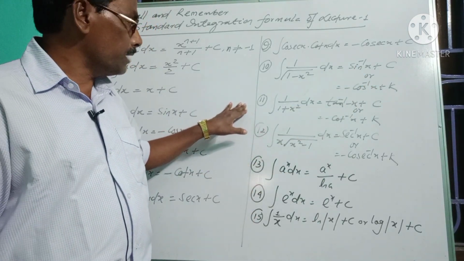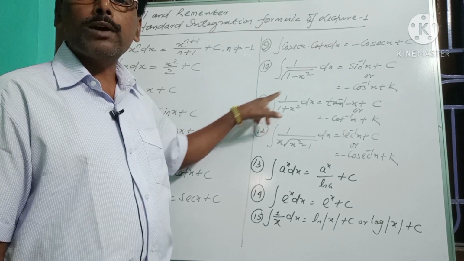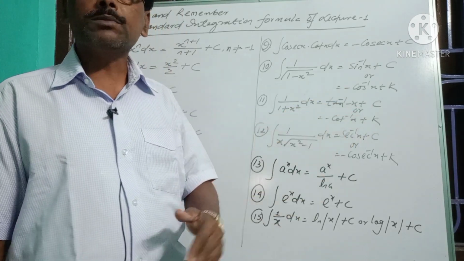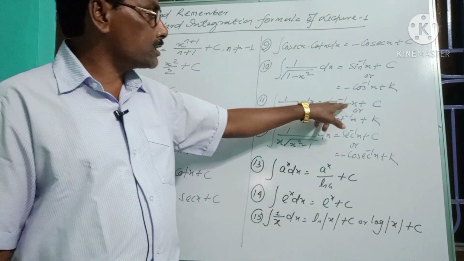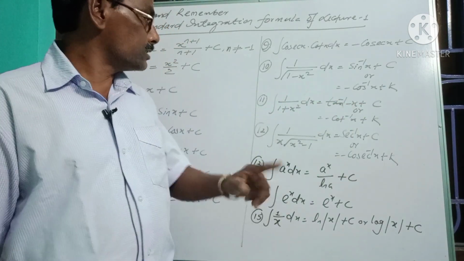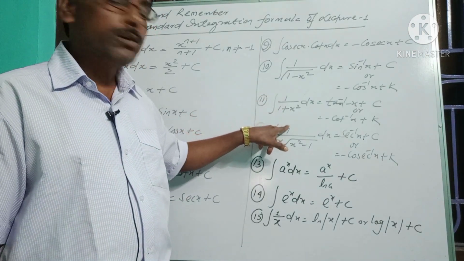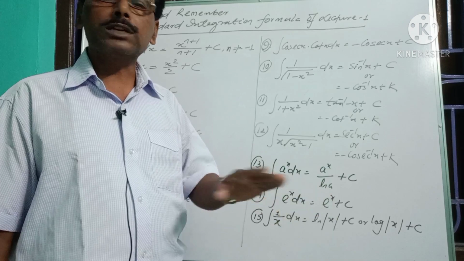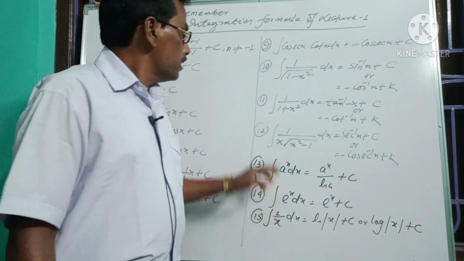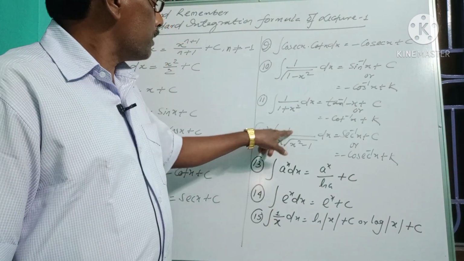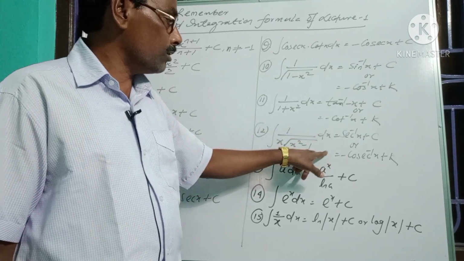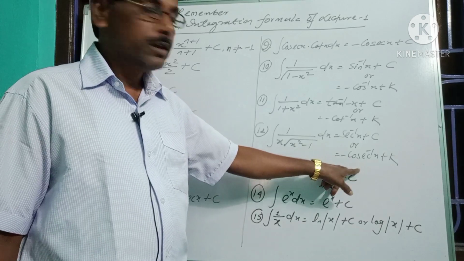Then in the 11th formula we have derived integration of 1 by 1 plus x square with respect to x is equal to tan inverse x plus c or minus cot inverse x plus k. Here the derivative of tan inverse x plus c is 1 by 1 plus x square. Also the derivative of minus cot inverse x plus c is the same function, that is 1 by 1 plus x square. Then we have derived integration of 1 by x into root of x square minus 1 with respect to x, which is equal to sec inverse x plus c or minus cosec inverse x plus k.